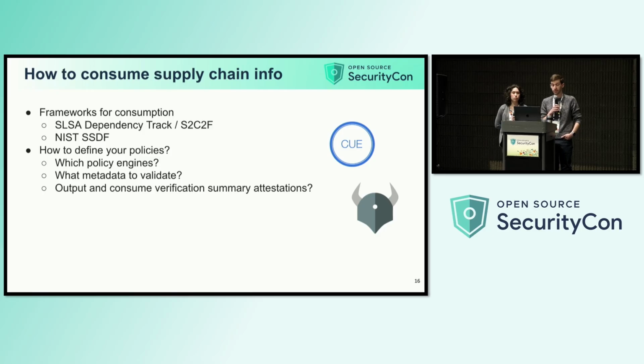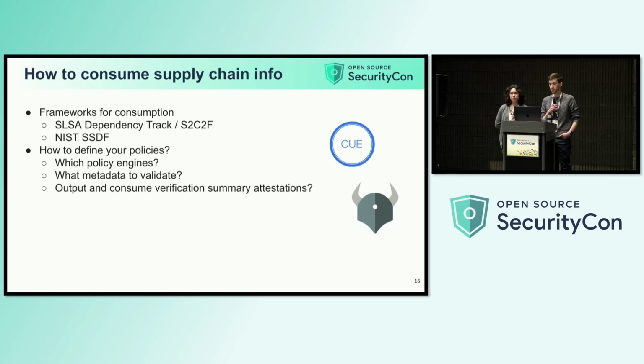There are many different ways that you can define policies. There are different tools and policy engines. You could look at something like Q or Rego or OPA, Kyverno. And once you select how you define your policy, how do you know what metadata you actually need to validate? Is it dictated by a standard, for example? And how should you pass along these policy results to other tools? Maybe you want to use something like a verification summary attestation or a VSA.